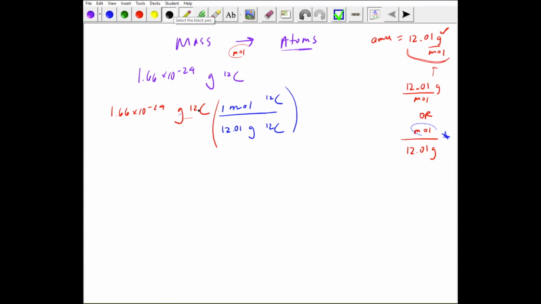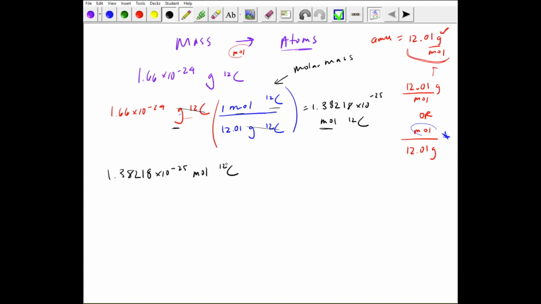At this point, we can cancel out grams of carbon-12, grams of carbon-12. We're left with just moles of carbon-12. Really importantly, what we just utilized is this big concept of the molar mass to go between grams and moles. Now our new starting point is this many moles of carbon-12. We want to get these moles into atoms.